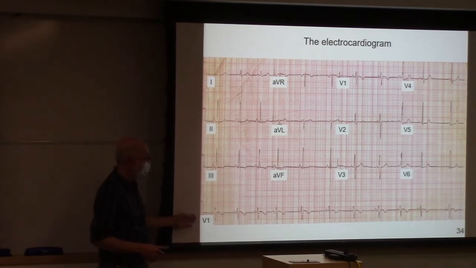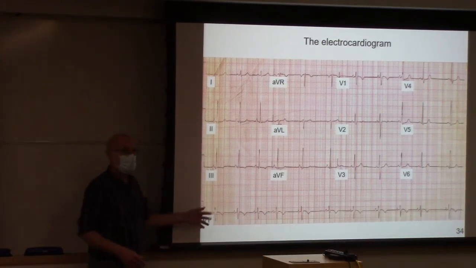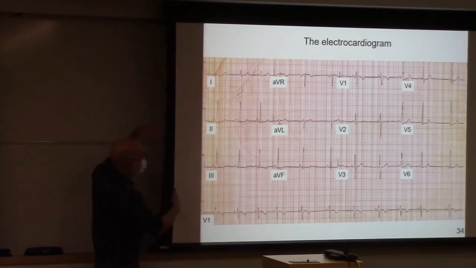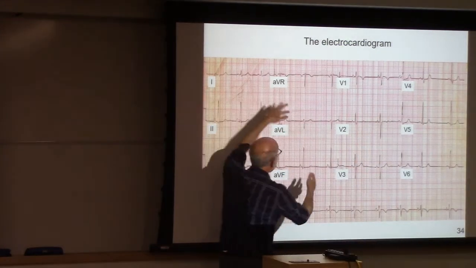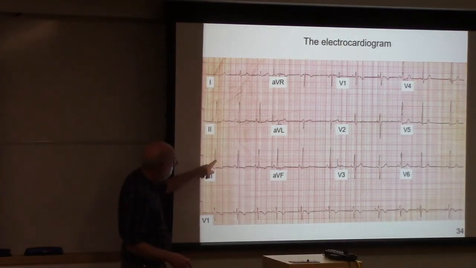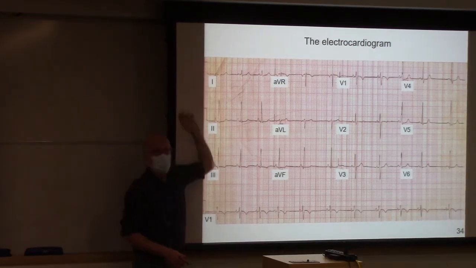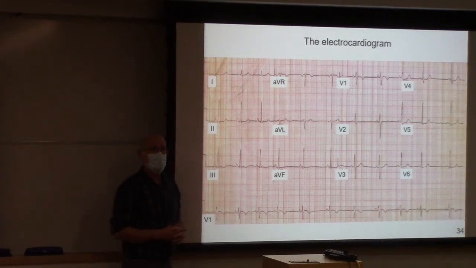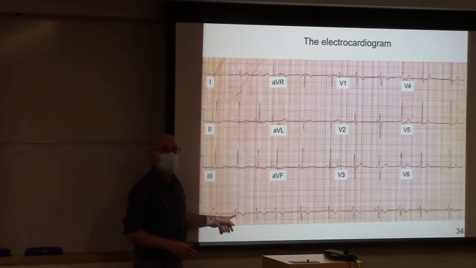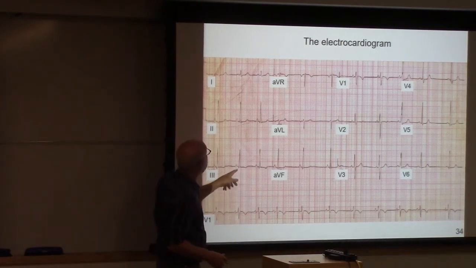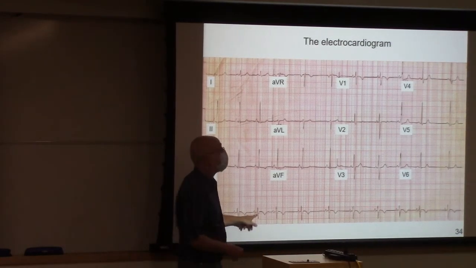This down here is called the rhythm strip, because it's just one lead recording the whole thing. So this is all recording at the same time. This QRS complex, and this QRS complex, and this one, are all from the very same heartbeat. And this one, this one, this one, and this one are all recorded from the same heartbeat. And now the machine clicked and it changed.